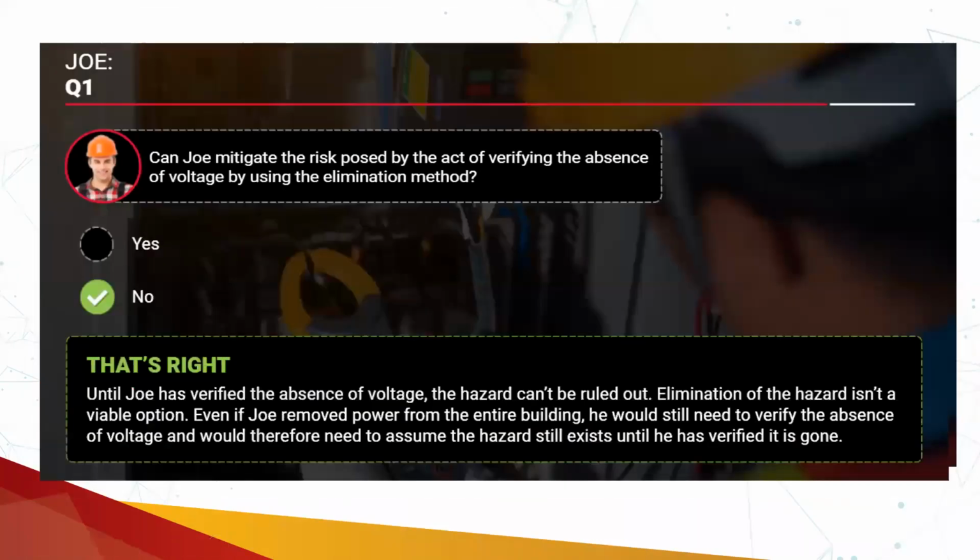Next one, if we look into the description, until Joe has verified the absence of voltage, the hazard cannot be ruled out. The elimination of the hazard isn't a viable option. Even if Joe removed power from the entire building, he would still need to verify the absence of voltage and would therefore need to assume the hazard still exists until he has verified it is gone.